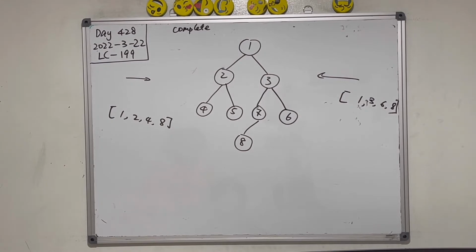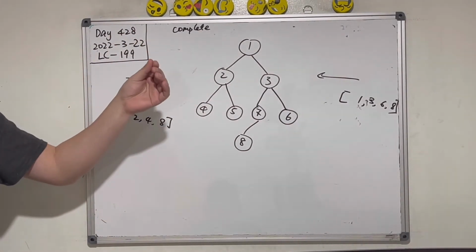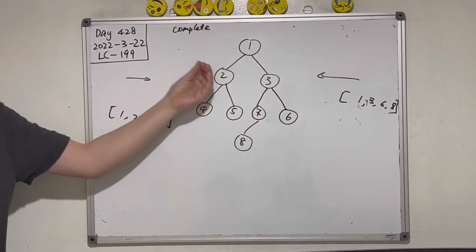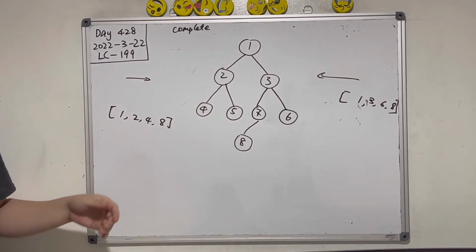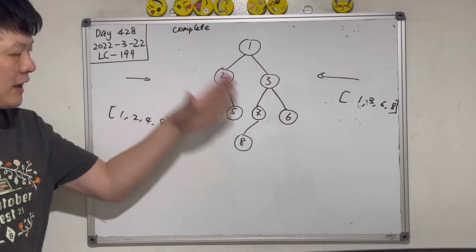Okay, so we talked about breadth search. Breadth search travels level by level. What's the breadth search order for this binary tree? 1, 2, 3, 4, 5, 7, 6, 8. Okay, how about the depth search?